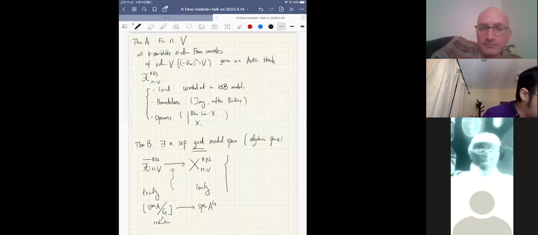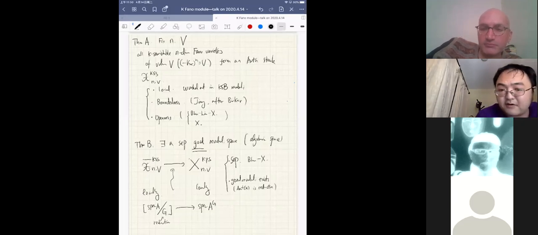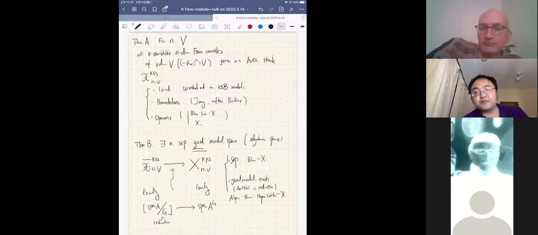Again, the proof of this actually contains two works. The separatedness was worked out by Blum and myself, and the existence of the general good moduli space, especially the part that the automorphism group of a K-polystable Fano is reductive, is part of our theorem: for a K-polystable Fano variety, even singular, the automorphism group is reductive. This part was worked out by Alper, Blum, Halpern-Leistner, and myself. So basically, we know that the Artin stack indeed has a good moduli space.